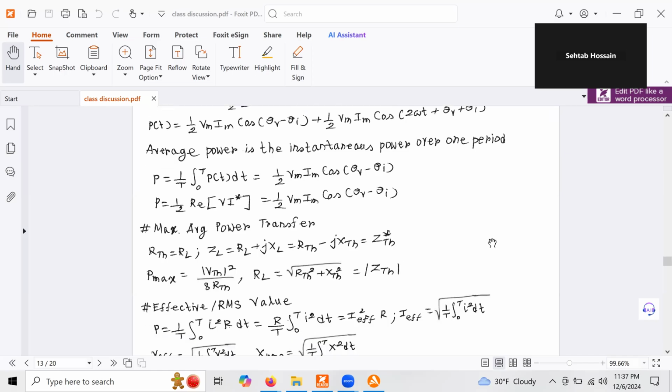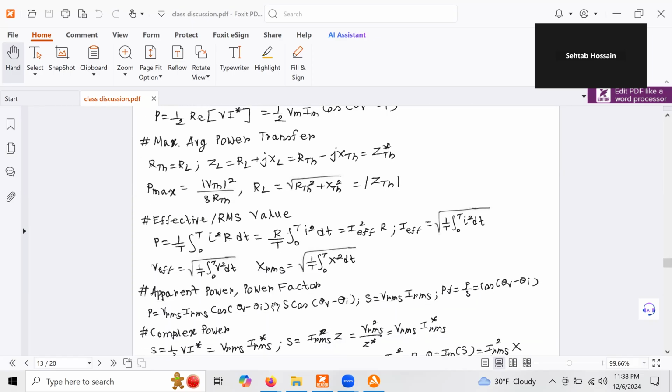So for the case of maximum average power transfer, what will be the condition? The condition will be that the load resistance will be equal to the Thevenin resistance. For that case, ZL is my load impedance over here. ZL will be equal to the Z Thevenin conjugate. Then the imaginary parts will cancel each other. So the maximum power will be V Thevenin squared over 8 times R Thevenin. So for the load resistance, the amplitude will be this formula, with Z Thevenin over here.